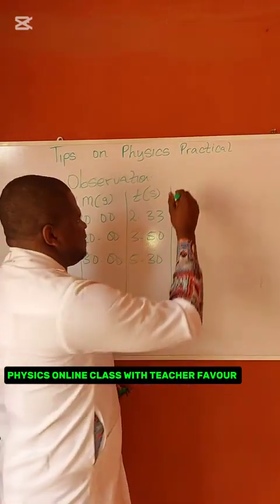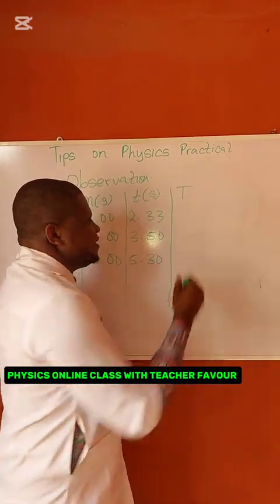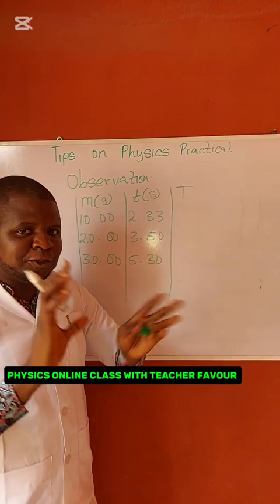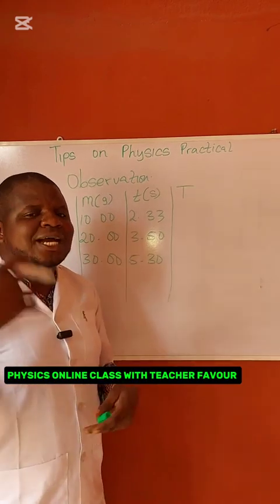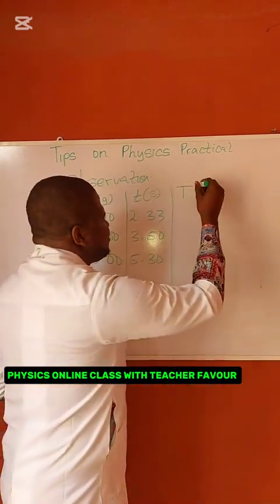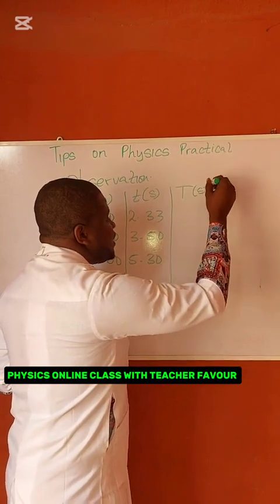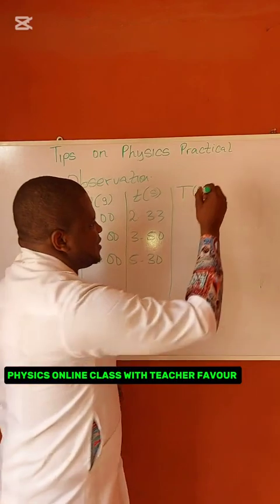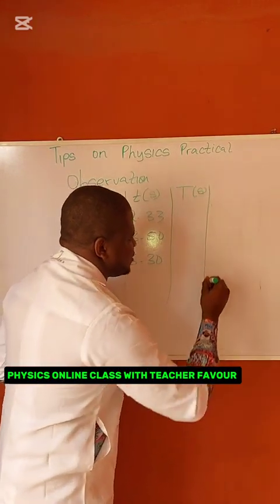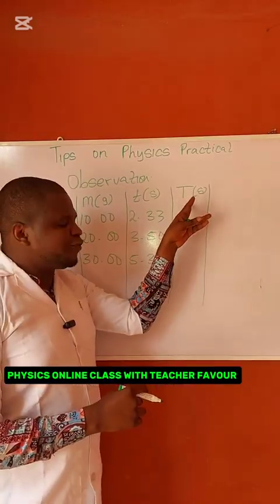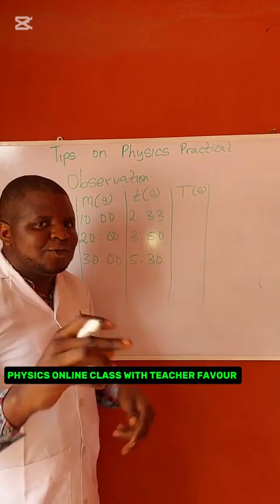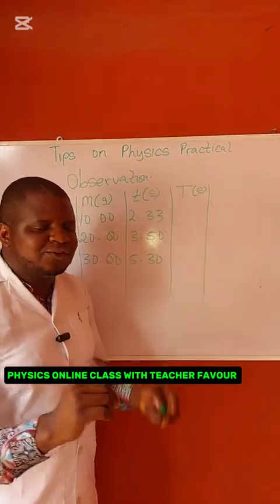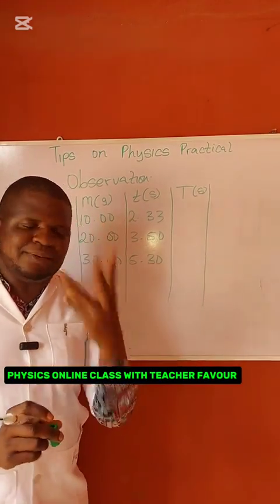If I now have T, T stands for period. Period is not a fundamental quantity, but it has a unit. You can put the unit, but if you fail to put the unit, there won't be any deduction of mark because it is a derived quantity. For us to get the value of period, we make use of our calculator. Therefore, we call them calculated values. Calculated values, we leave them in 3 decimal places.